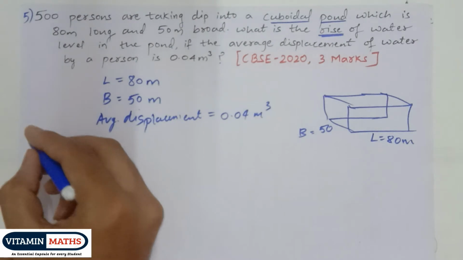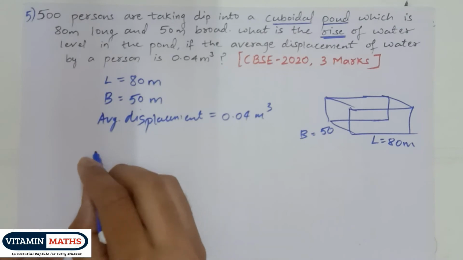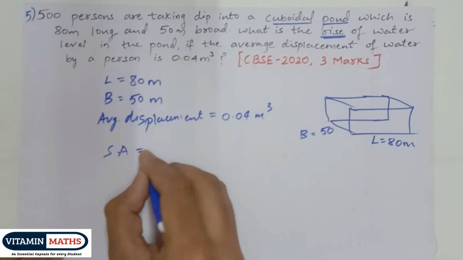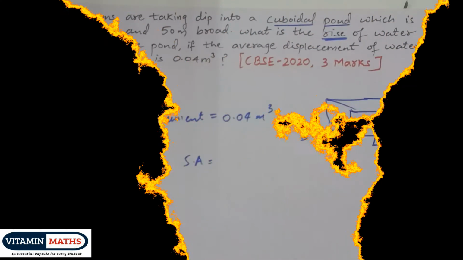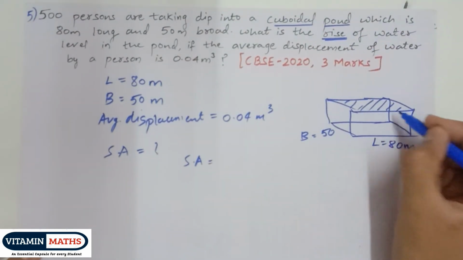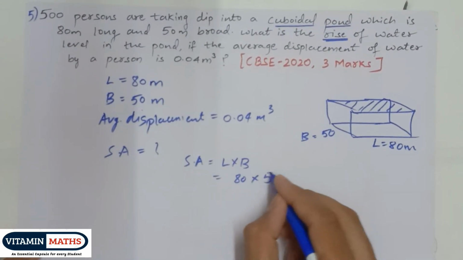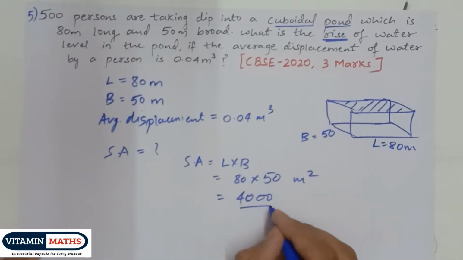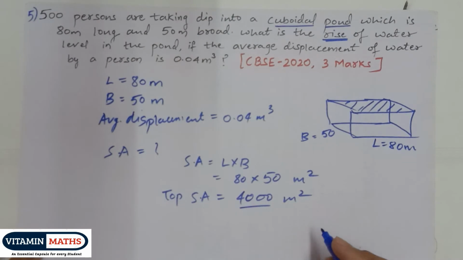So for that, you have to find the surface area. Now we will find the surface area. For surface area, I will just find the top surface area. That is nothing but the length into breadth, that is 80 into 50 meter square. So it is 8 5s are 40 and 000 meter square. So the top surface area is 4000 meter square.